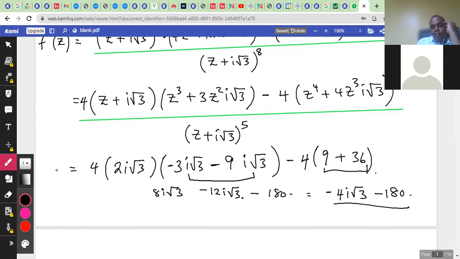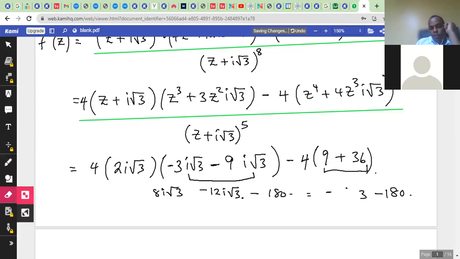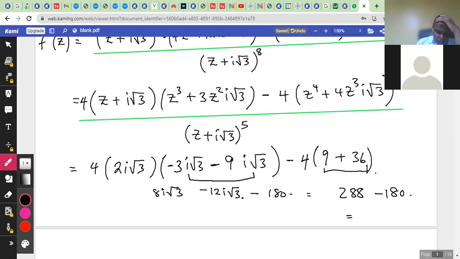And then down below here we have... you need to multiply 8i square root 3 times negative 12i square root 3. Oh yeah, it will be 96. 96 times 3, 288. And also we have i, which will be minus, and it's turning to positive 288. Just 288 minus 180, it will be 108.